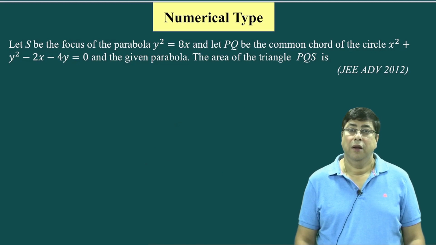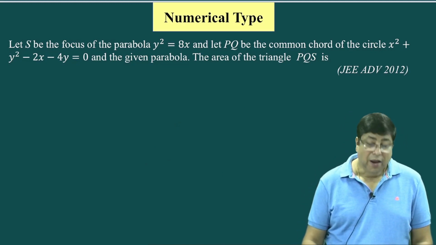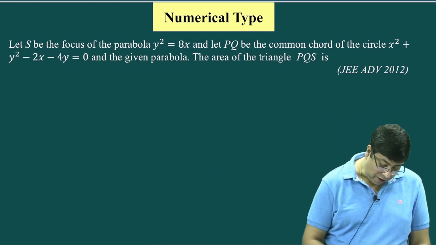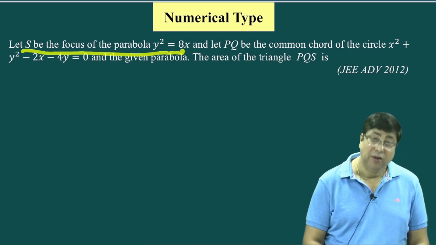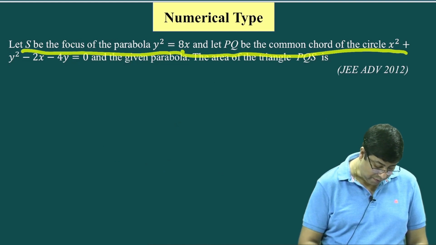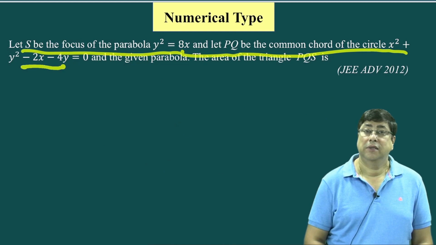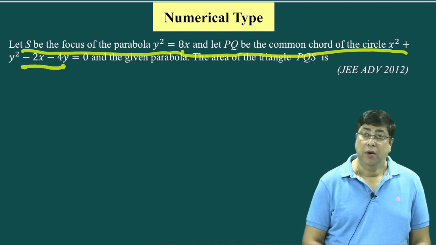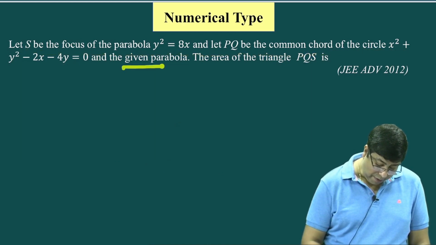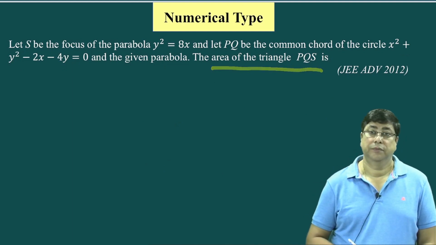If you are ready, let's solve one numerical type sum which came in 2012. That time it was an integer type question. So what is the question here? Let S be the focus of the parabola y square equal 8x, and let PQ be the common chord of the circle x square plus y square minus 2x minus 4y equal to 0. It means its center is 1, 2. It is in the first quadrant, and the given parabola. So the area of the triangle PQS is.